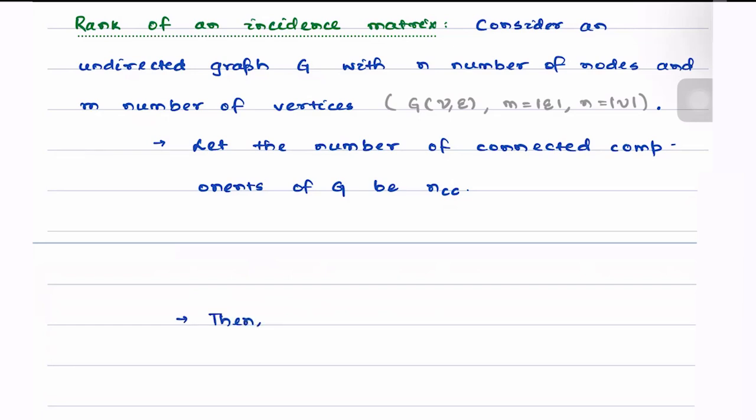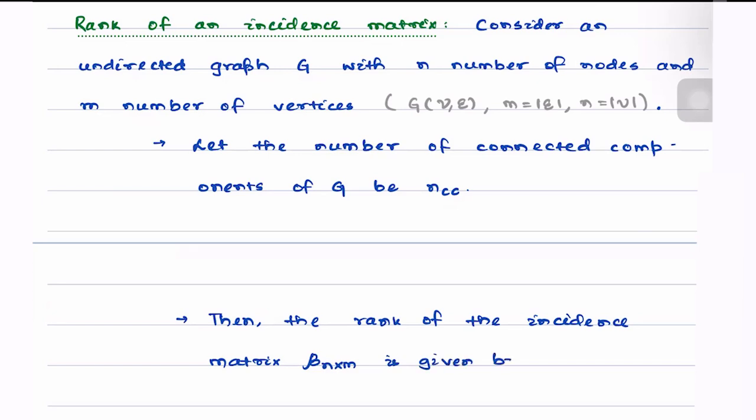Then the rank of the incidence matrix, denoted as B n cross m, is given by this. Rank of B is exactly equal to n minus the number of connected components, which is NCC.